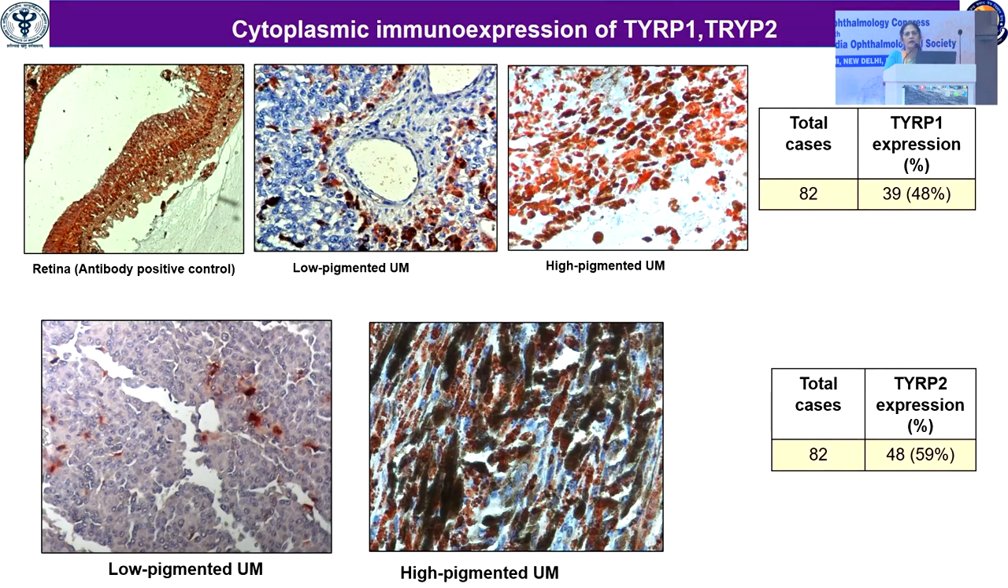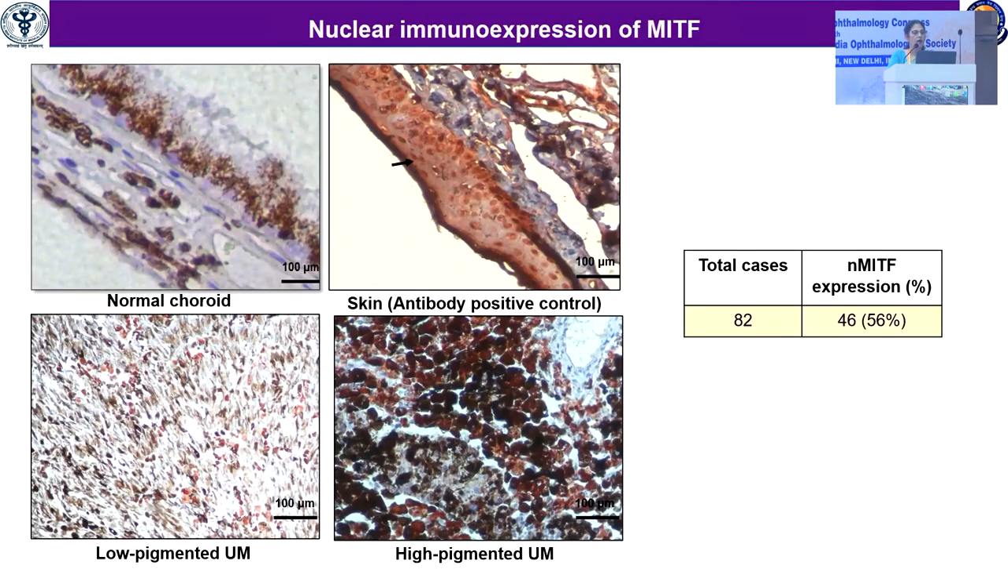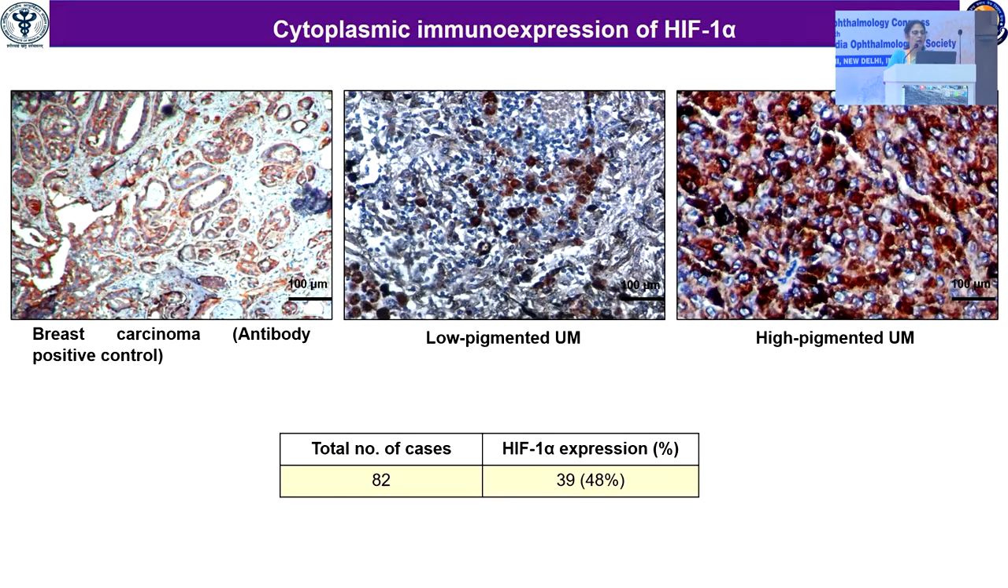So we studied the immunohistochemical expression of these melanogenesis markers, TRP1 and TRP2. TRP1 was seen in 48% of high pigmented UM and TRP2 was seen in 59% of high pigmented UM. SILV protein was expressed in 70% of high pigmented melanoma cases, and MITF had nuclear expression, which was expressed in 56% of high pigmented uveal melanoma. HIF1 alpha was also overexpressed in high pigmented, around 48%.